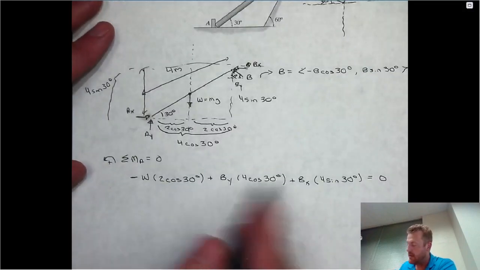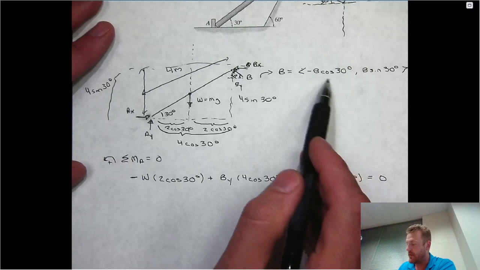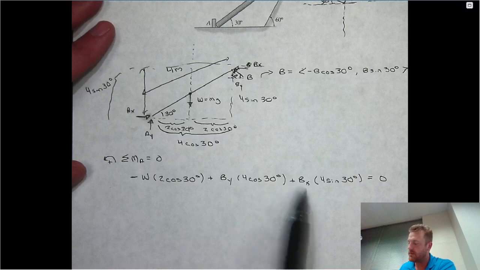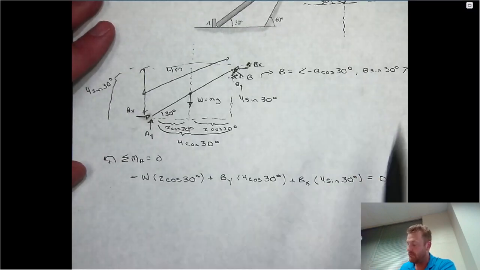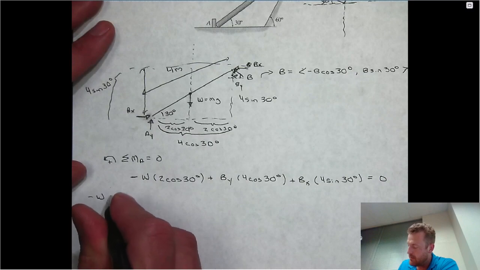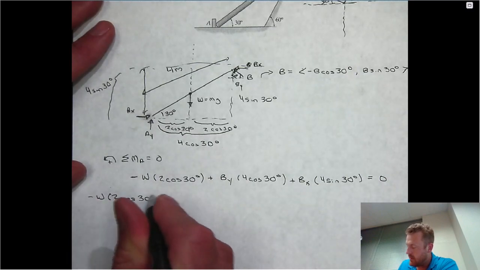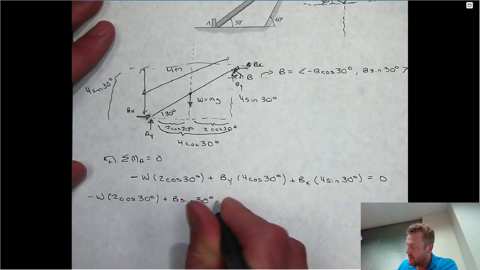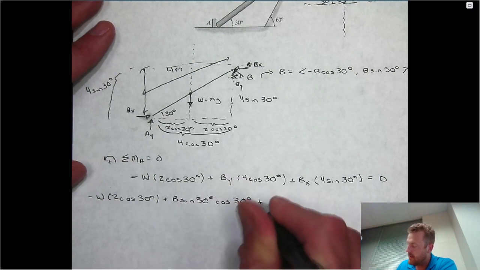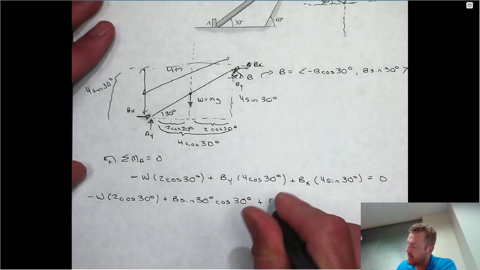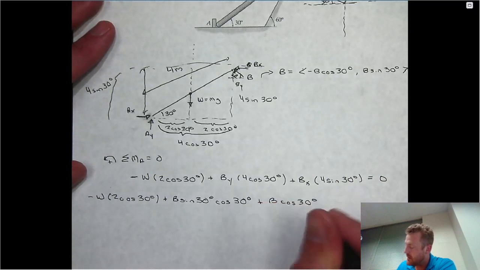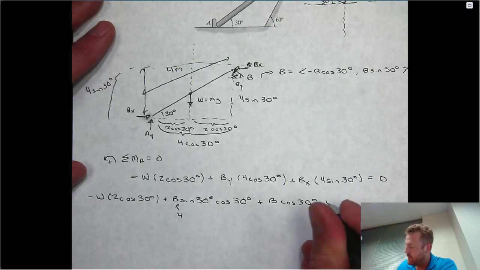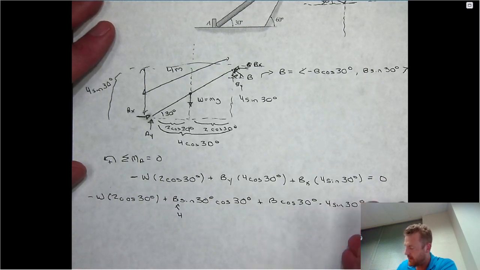And if you think about By and Bx here, you actually have an expression for them in terms of a single unknown B. Because you might look at this and say, well, I can't solve that equation because I have 2 unknowns. But remember, we have expressions for By and Bx. So I'm just going to rewrite this as minus W times 2 cos 30. And then wherever I see By, I'm just going to write it as B sine 30 times 4 cos 30. And then for Bx, I will just remember we already took into account that negative. So B cos 30, and don't forget we had a factor of 4 in here, 4 sine 30. And that's all equal to 0.